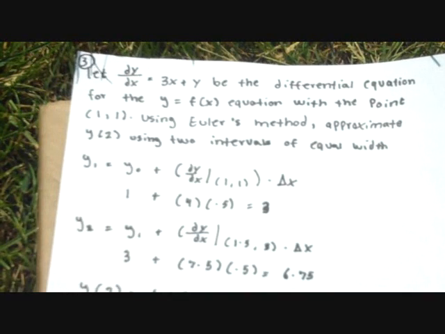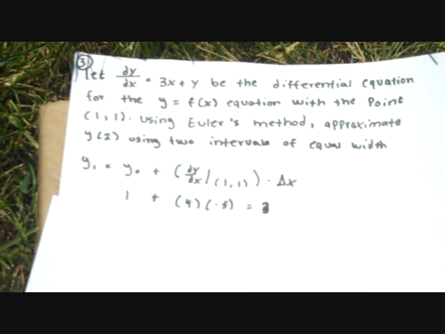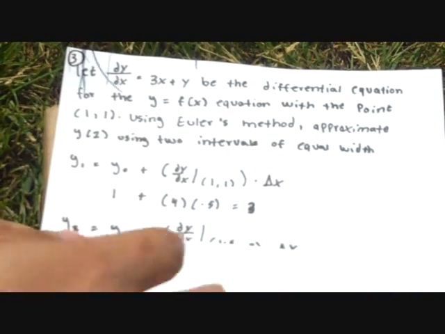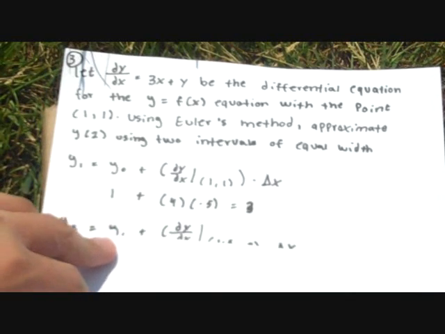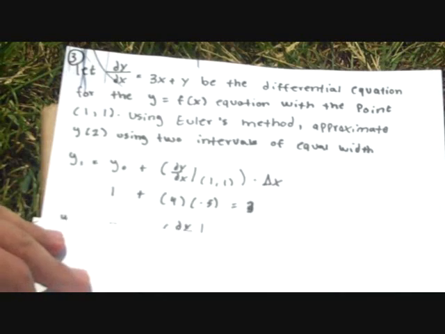Alright, so we're again going to divide this problem into two different parts. First we're going to find y of 1, and to do that we're going to take y of 0, which was already given, plus dy/dx at the point (1,1) times delta x, which in this case is 1/2. So we're going to plug in our numbers. We get 1 plus 4 times 0.5, which gives us 3. So we've just done the first part.